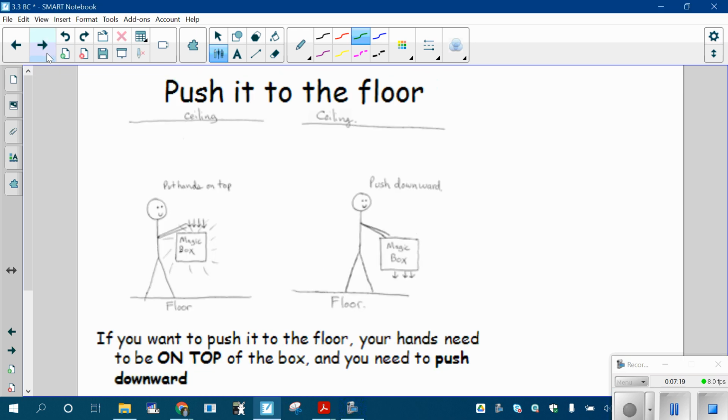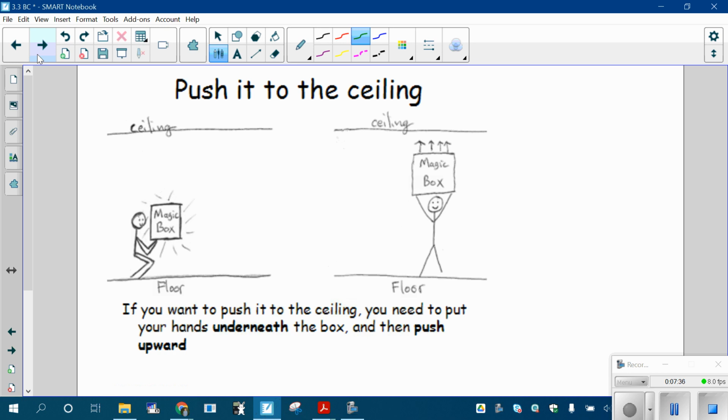So if you want the box to go to the floor, you need to push on top of it. You need to push your hands on top of it and push down. And that would make the box go to the floor. Hands on top, pushing down. If you want the box to go to the ceiling, you need hands underneath, going up. Hands underneath, up, goes to ceiling. Hands on top, down, goes to floor.